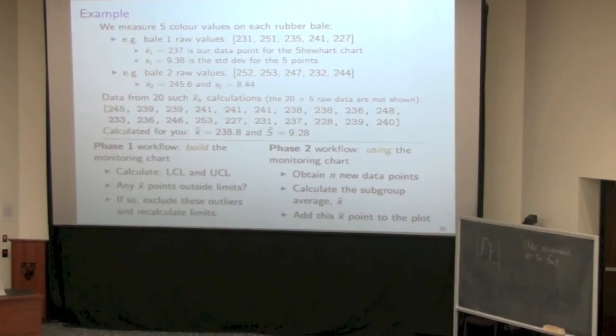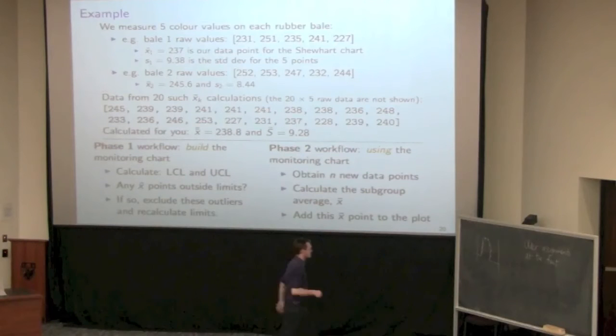The next five data points come along, you calculate the average and the standard deviation. Now there's 20 other such data points, 20 times five raw data points. So here's the averages from the remaining data. So 245, that's the average of the next five data points. 239 is the average of the next five data points, and so forth. You can show from all those data, x double bar, the average of these averages, is 238.8. The average standard deviation is 9.2. So there's all the information you need right away to calculate the upper control limit and the lower control limit.